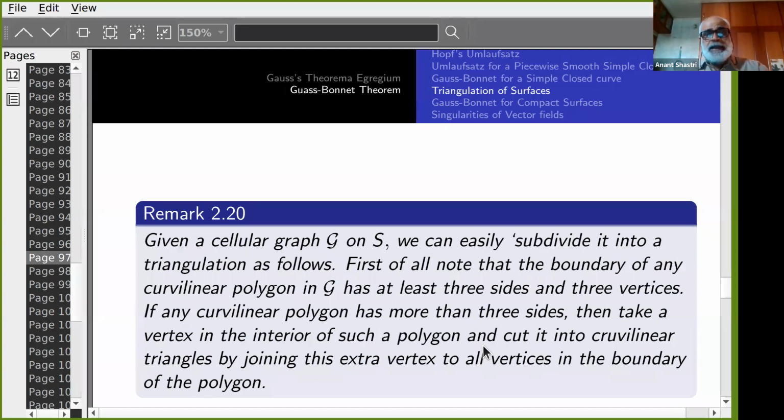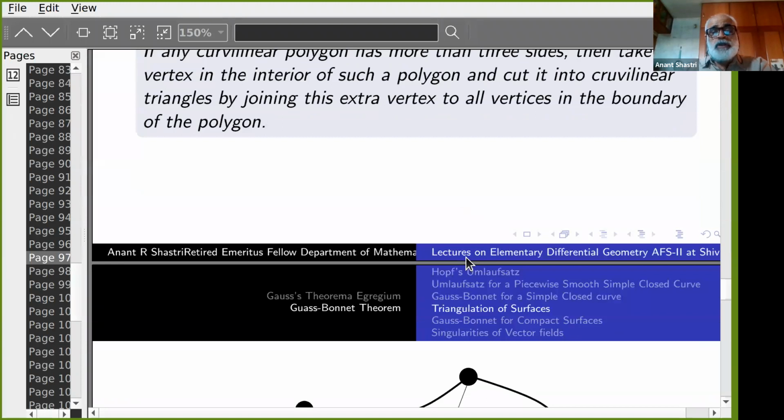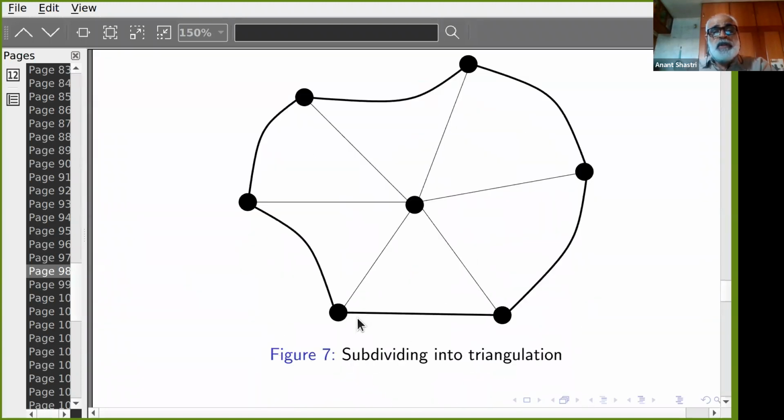So getting a triangulation is the easier part. Getting a graph which will be cellular is the harder part. Actually, cellularity also comes very easily the way we start. So here is what we want to do. To begin with, this was a curvilinear polygon, so I added an extra point and made it into a triangle. This part is very easy.